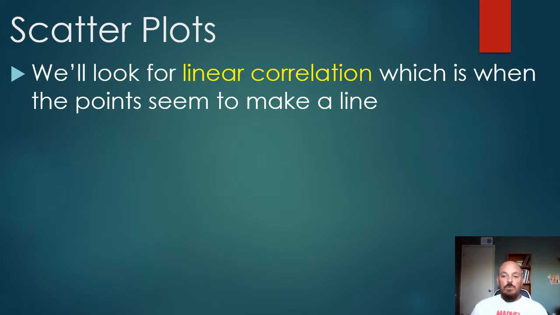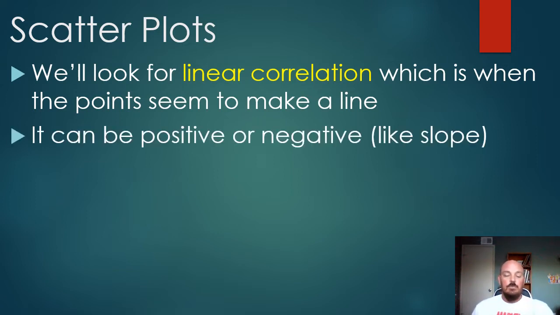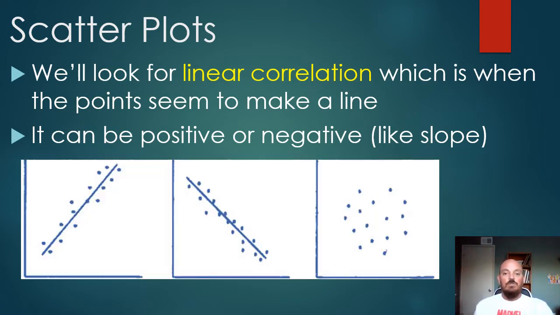Now, what we're going to focus on: we've been focusing a lot on linear equations or straight lines. So we're going to focus on linear correlation. We're going to be looking to see if the pattern makes a line. Now, we are going to separate it here, just like we did with slope. We're going to say the linear correlation can be positive or negative, depending on whether the line is increasing or decreasing. So here's a couple examples again.